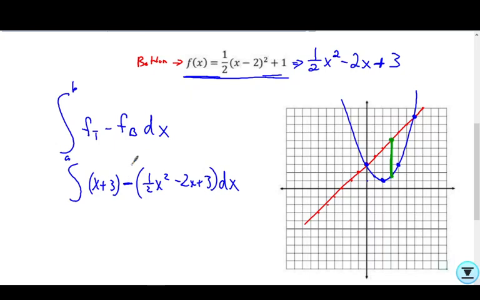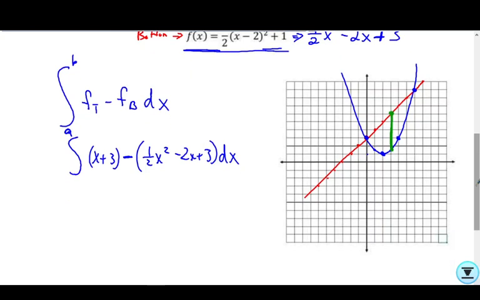Now the only other thing that I'm missing here are my limits, my a and my b. So we got to figure out where my area starts and where my area finishes. Okay, and since we're doing it in terms of x, it's the x values where it starts and finishes. So this right here, that's where my area starts, and this point of intersection here, this is where my area ends. So my limits are from 0 to 6.